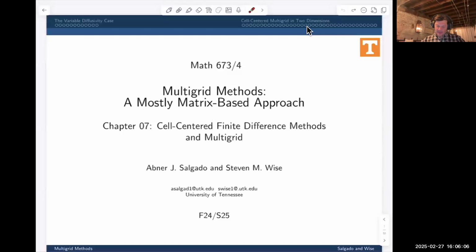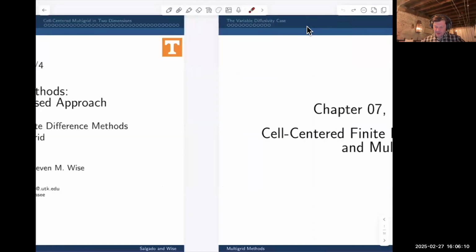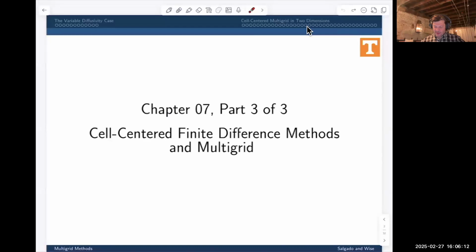Welcome back to Multigrid Methods. We're in chapter 7, about to finish, I hope, because we're on slide deck 3 of 3. So I feel good about that. So what we want to talk about in this last part are some variations on the theme that we talked about already in chapter 7.